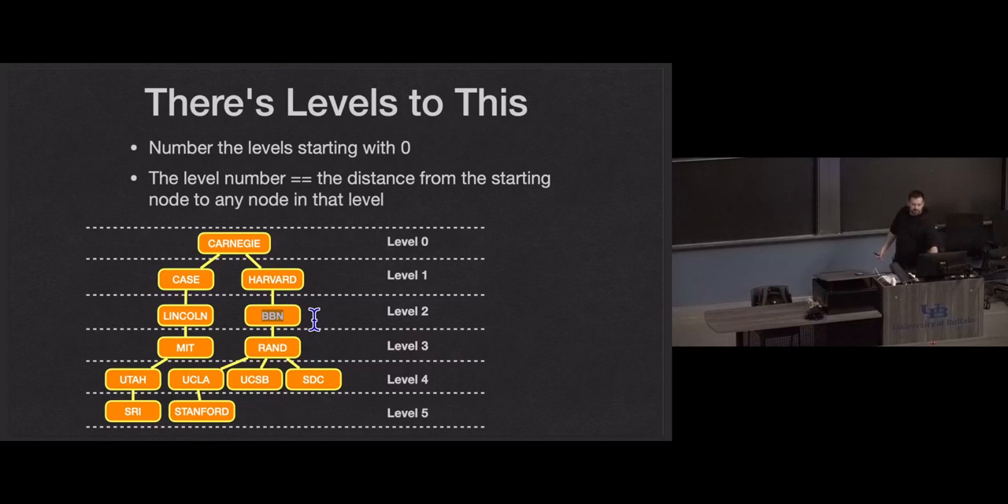And we can extend that to each of our levels. Level 3, well, if it were in level 2, it would have been discovered by one of the neighbors of the starting node. Since it wasn't, there must not be a path of length 2 between Carnegie and Rand. And all the way to SRI and Stanford, you can try all day looking at that graph. You're never going to find a path between Carnegie and SRI or Carnegie and Stanford that's shorter than distance 5, or shorter than length 5. Never going to find a shorter path because its distance is 5, meaning there is no shorter path connecting those two nodes.